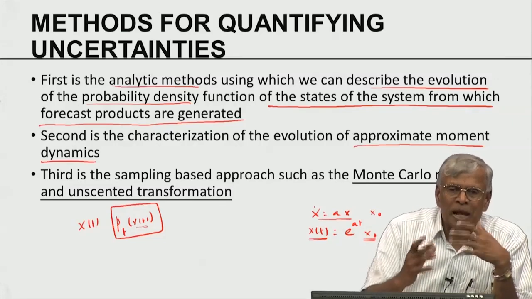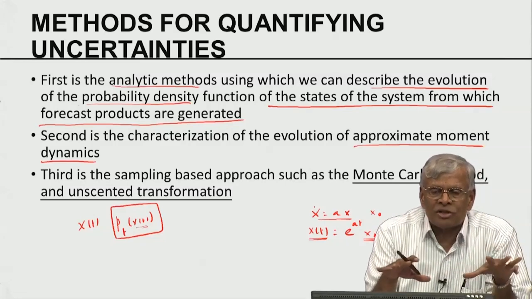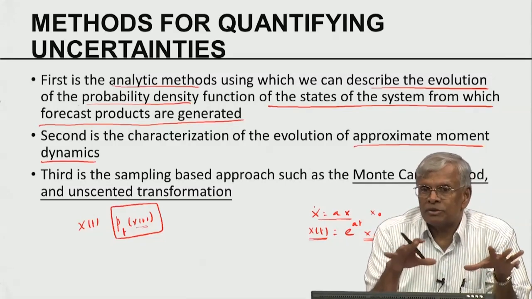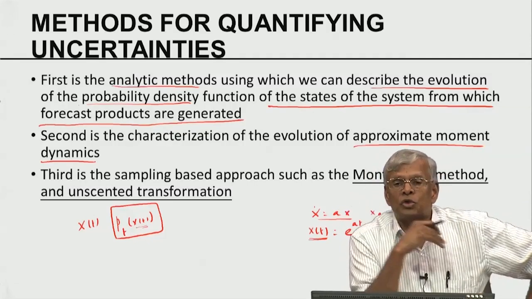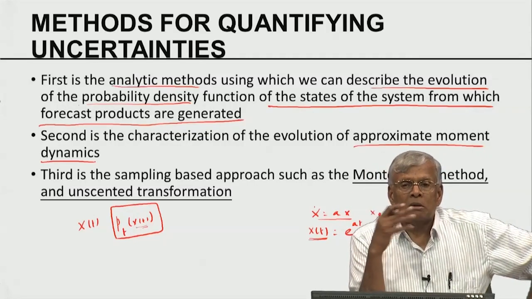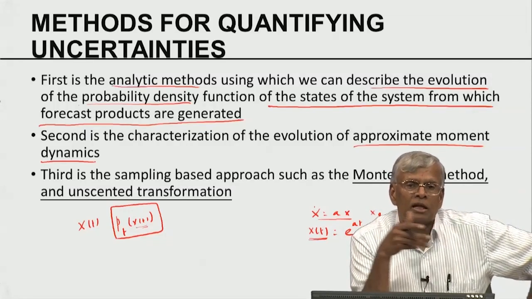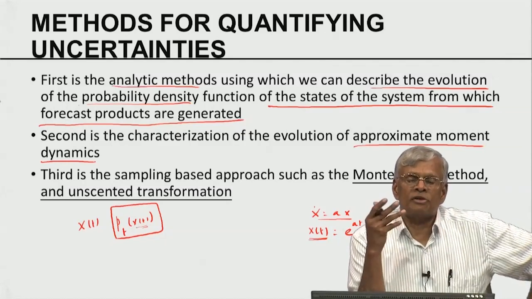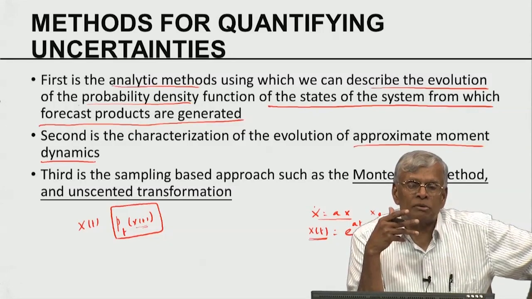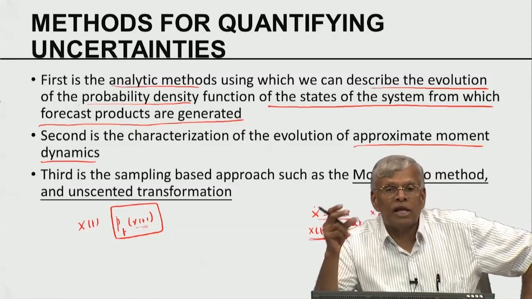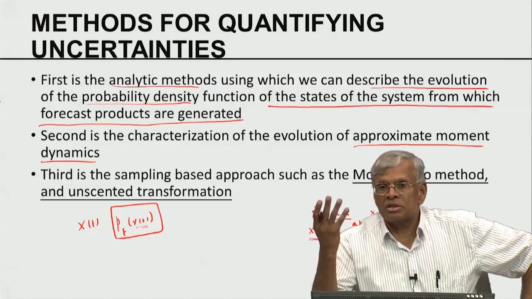So these are primarily the three ways of attacking stochastic predictability issues. Third method, Monte Carlo method, is useful in all cases, but it requires a lot of computational power because I need to be able to run the model in parallel for umpteen different types of initial conditions. How many such initial conditions you should be able to run in order to be able to get meaningful estimates of the variance and covariance, that comes from large sample statistical analysis.